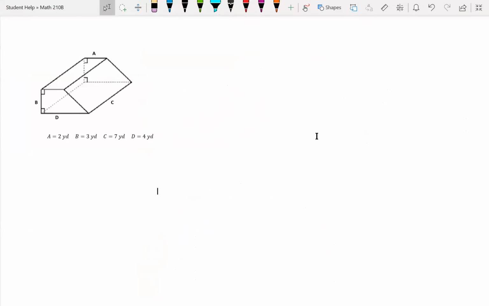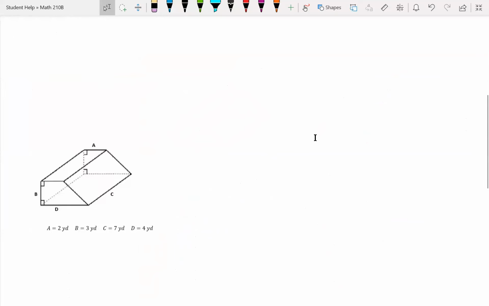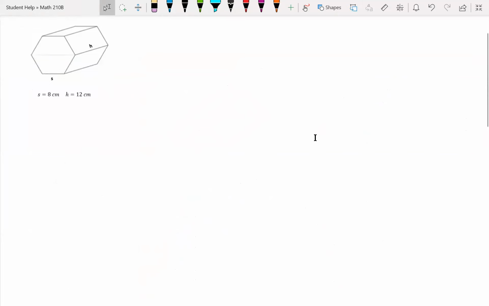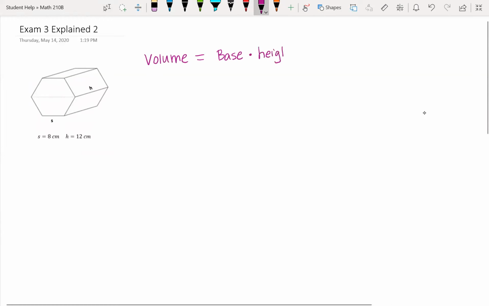The next 2 examples I'm going to look at are finding surface area and volume. We had 2 prisms. One was a hexagonal prism, and then the other was a trapezoidal prism. I've taken some different numbers to just talk through the ideas of this. I'm going to calculate the volume first, and then I'll calculate the surface area second. So the volume of this shape is going to be the area of the base, which is a hexagon, multiplied by the height. The height in this case is 12 centimeters.